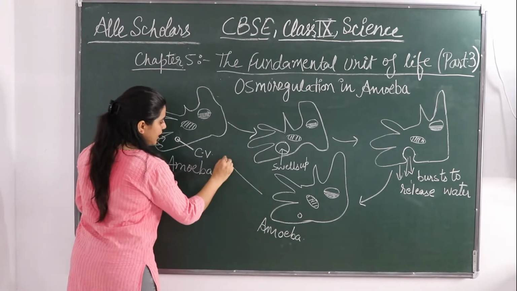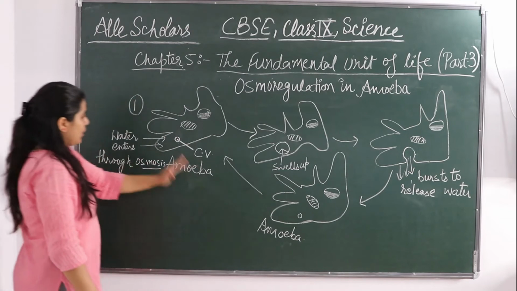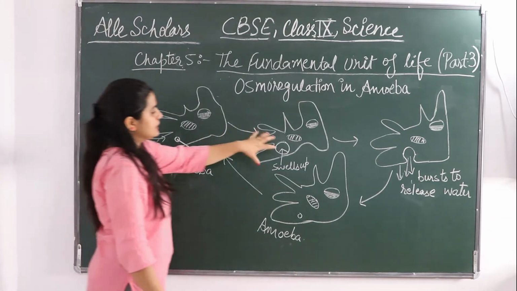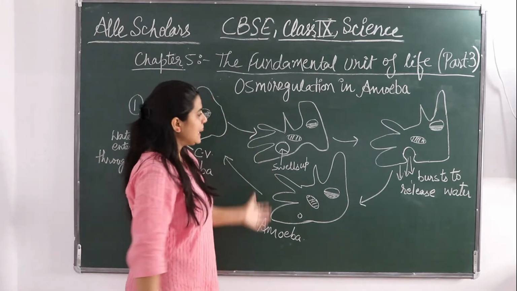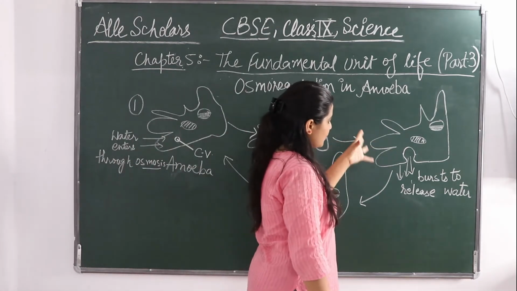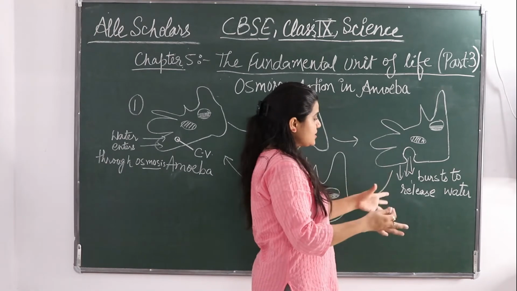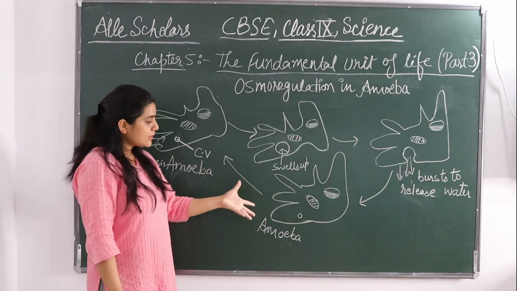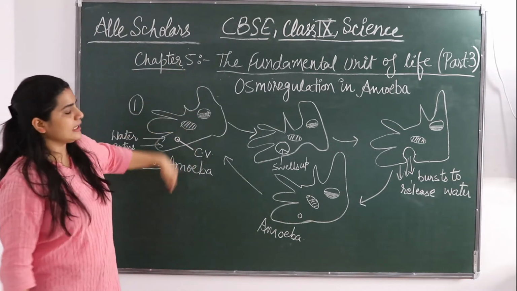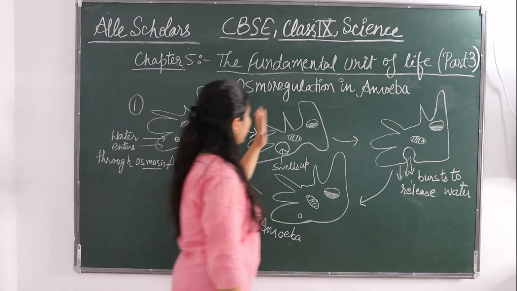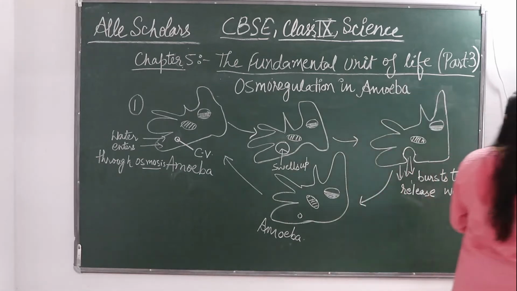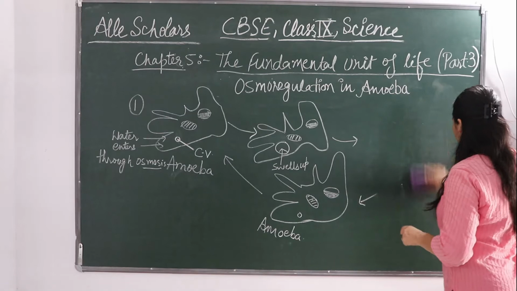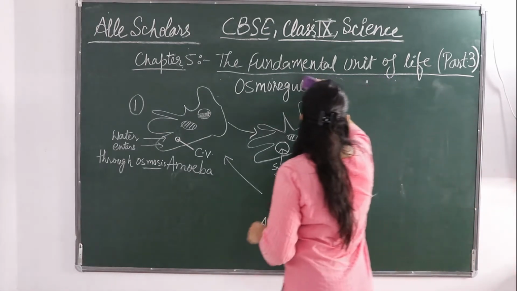In fact, you can draw an arrow here also, that now again water will enter through osmosis in the contractile vacuole. This contractile vacuole is going to swell and further it is going to burst to release the water, and amoeba will attain the previous position again and again. This cycle keeps on continuing. So this was about the osmoregulation in amoeba through contractile vacuole. Okay, so this was about contractile vacuole.